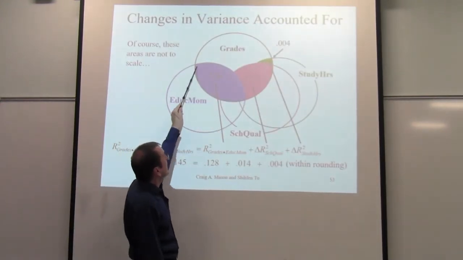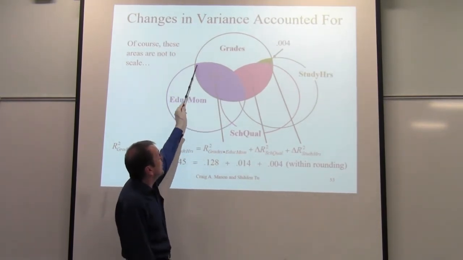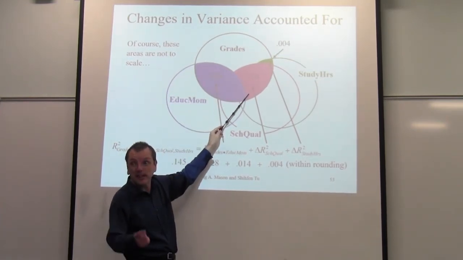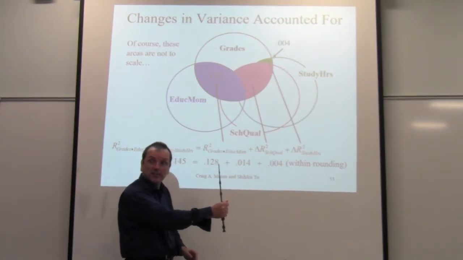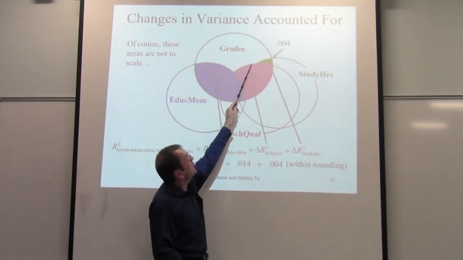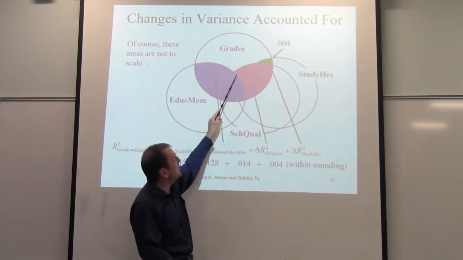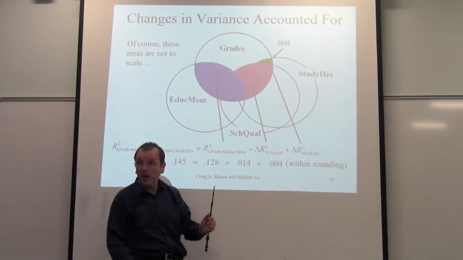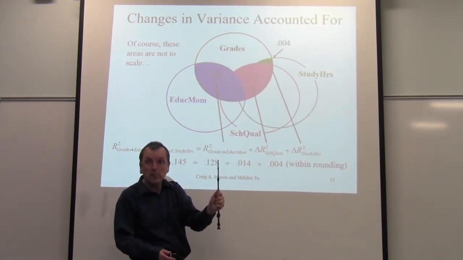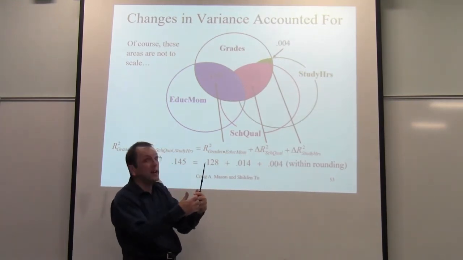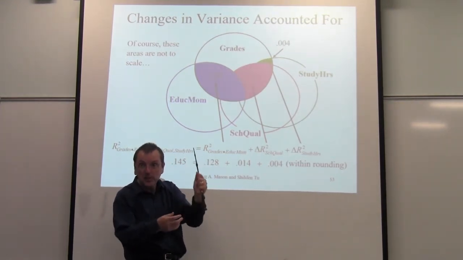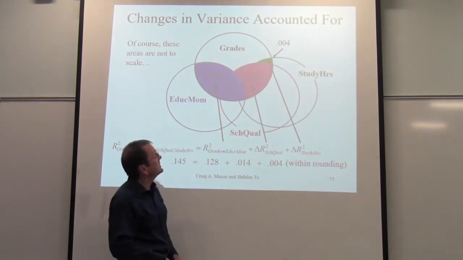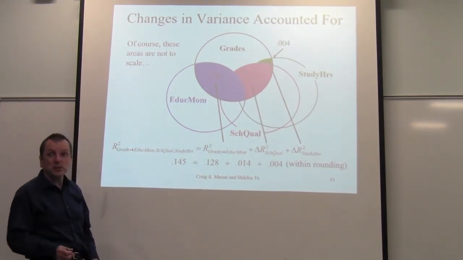Right? Now we're back to the kind of, here's the 0.128, the 12.8% that belonged to mom's education, because it came first. It planted its flag. Then 0.014, or 1.4%, is the R squared related to school quality in our causal model. That's when it planted its flag. So any overlap it had with study hours is already gone. It's been taken by school quality. And then finally, study hours has that little bit of sliver up there at the end, 0.004.